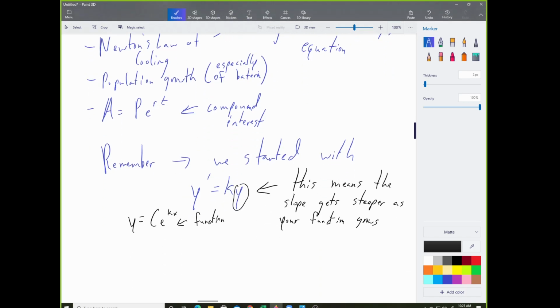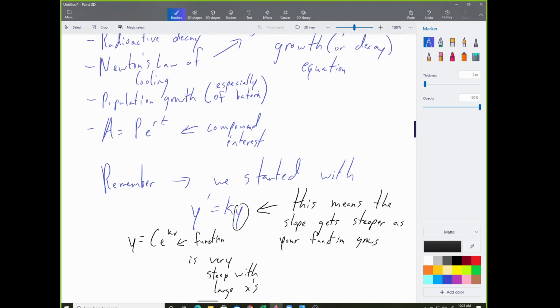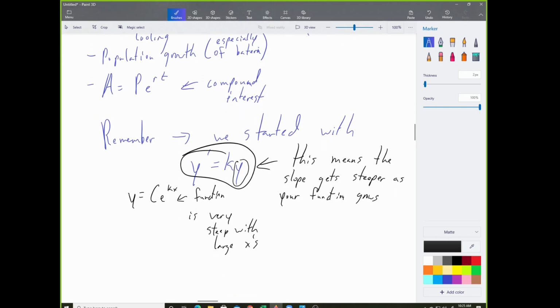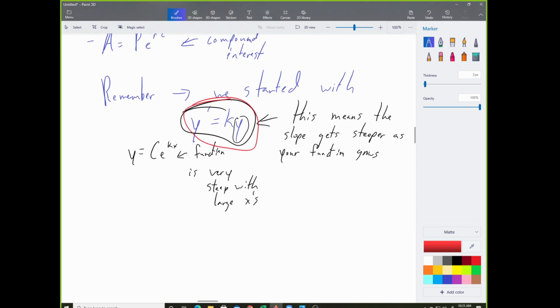It is very steep with large x's. This is probably the most popular differential equation that's out there. Meaning, of course, this one right here. It's going to be the most used.